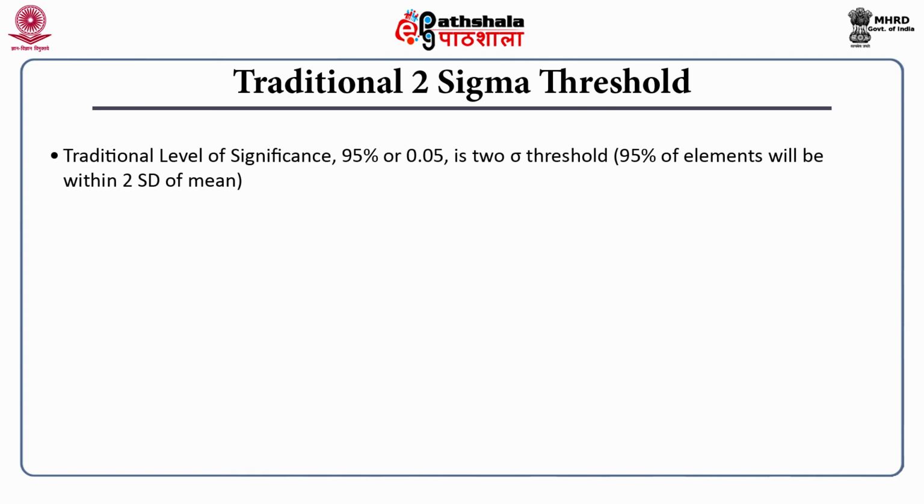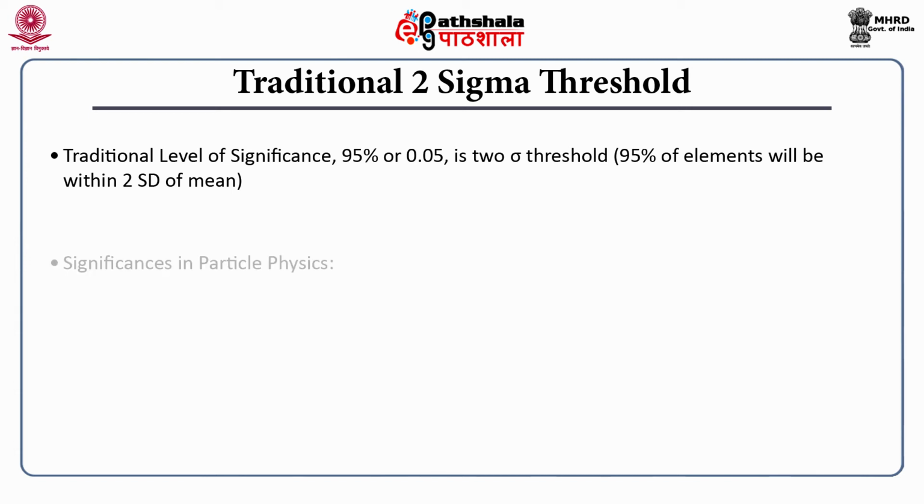So the traditional 2 sigma threshold, that is actually 95% confidence level or 0.05, right? 95% of elements will be within 2 standard deviations of the mean. That is the 2 sigma rule, or 3 sigma rule, or empirical rule. There are so many different ways of saying the same rule.